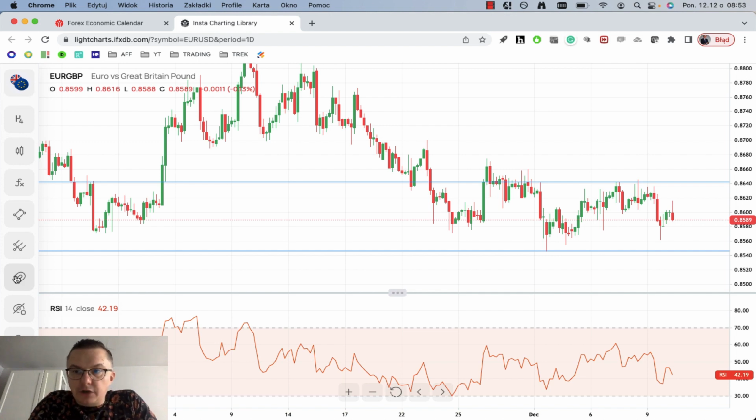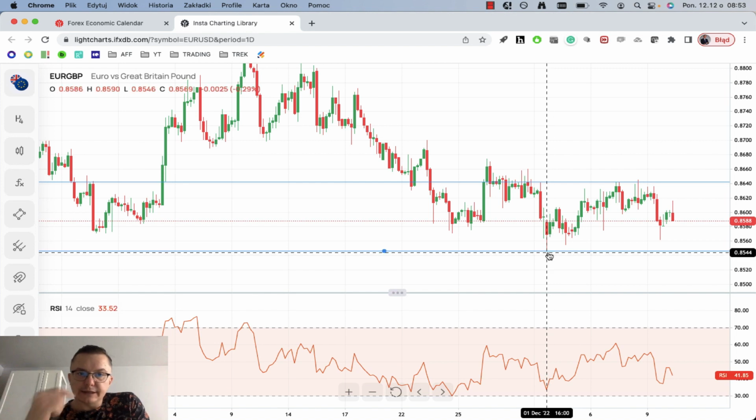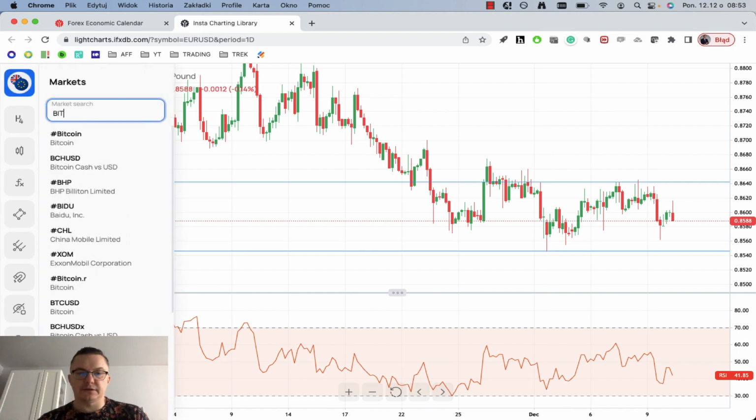We should see lower levels soon on the euro to the British pound, and we should break below this range, technical support at 8,546 as well. So the outlook on the euro to the British pound remains bearish to neutral, to be honest with you, because it doesn't look like this market wants to move dramatically higher or lower anytime soon. And last but not least, let's take a look at some Bitcoin.